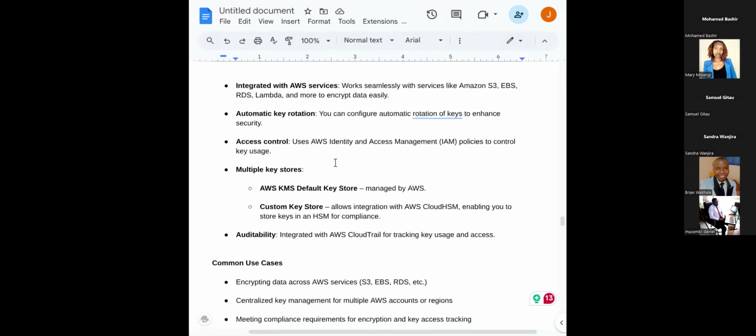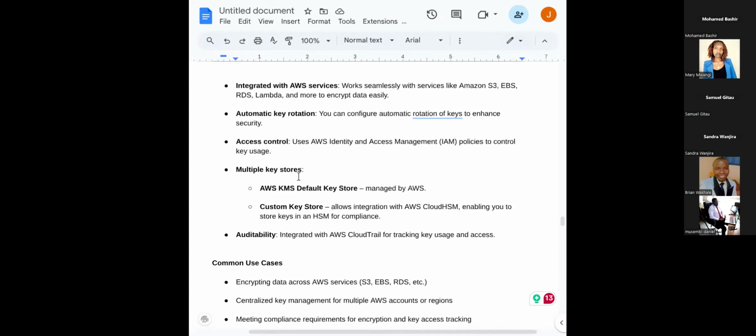It uses IAM policies to control the key usage. This means that someone who does not have your key cannot use it. For example, if you've created 3 users, I've created user Kevin, user Daniel, and user Fan. If I give user Fan the key to my RDS, user Kevin to my S3, user Daniel to my EBS, user Daniel cannot access my S3. So it ensures that you have access control even when you have different users.